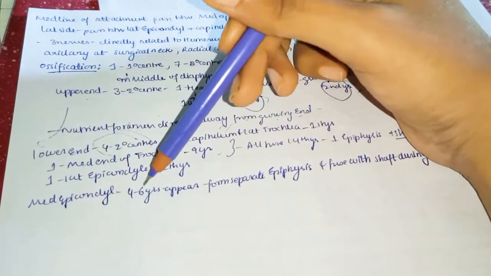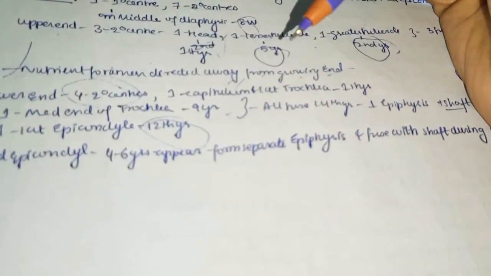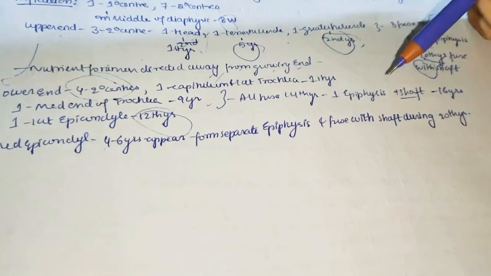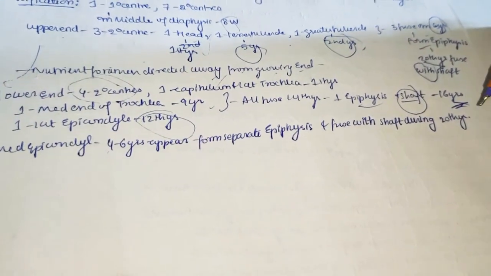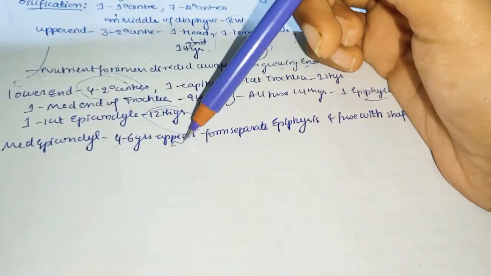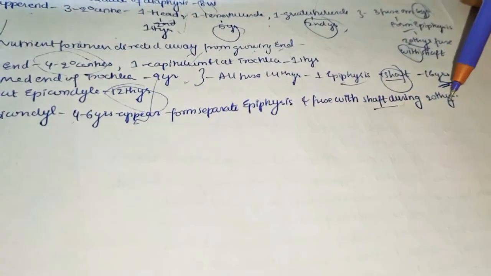Next you have the lateral epicondyle for the 12th year. So lateral epicondyle, medial epicondyle, and capitulum, all these fuse in the 14th year and they form one epiphysis. Later they may join with the shaft at the age of 16 years. The medial epicondyle appears in 4 to 6 years. Their centers appear and form a separate epiphysis and fuse with the shaft during the 20th year.